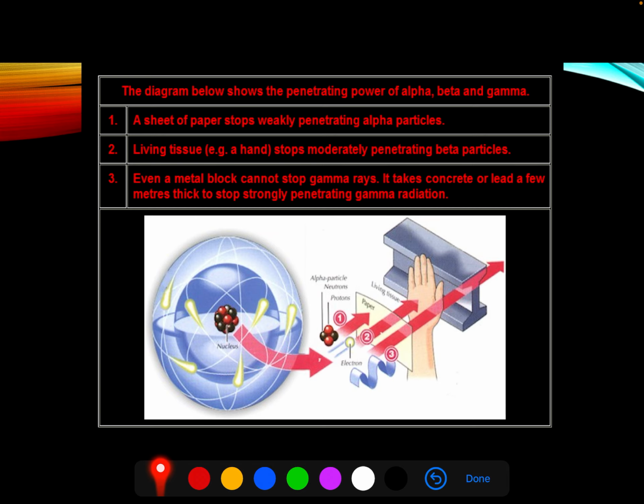And the reason that they're the most dangerous is because even a cement block, a metal block, a wooden block, none of these can stop gamma rays. If you look at this, it shows the penetrating power of these particles. Alpha particles are big, heavy, slow. Paper can stop an alpha particle. Beta particles can go through a sheet of paper, but your hand can pretty much stop a beta particle. And then, like I said, even a metal block cannot stop penetrating gamma radiation.